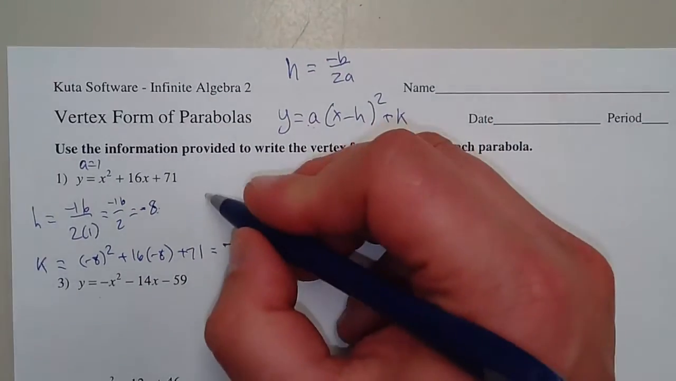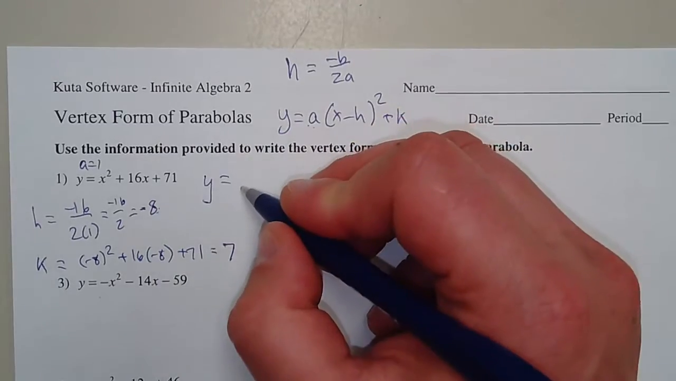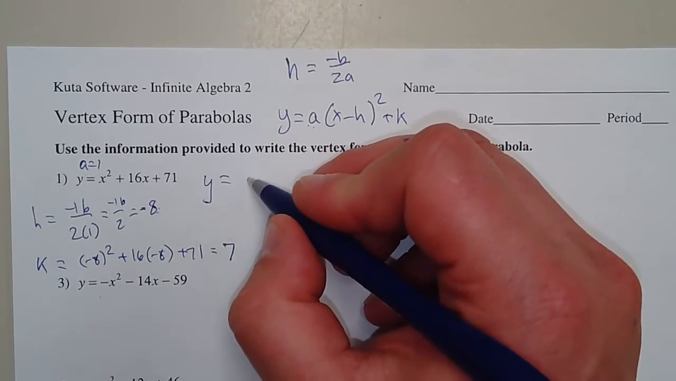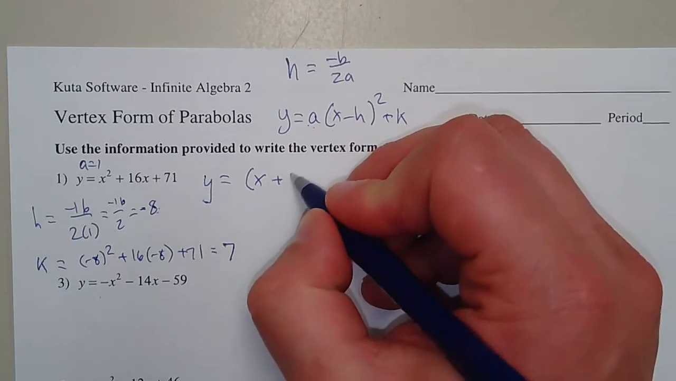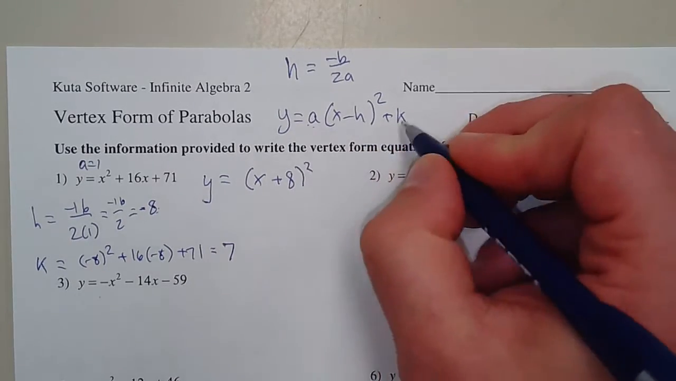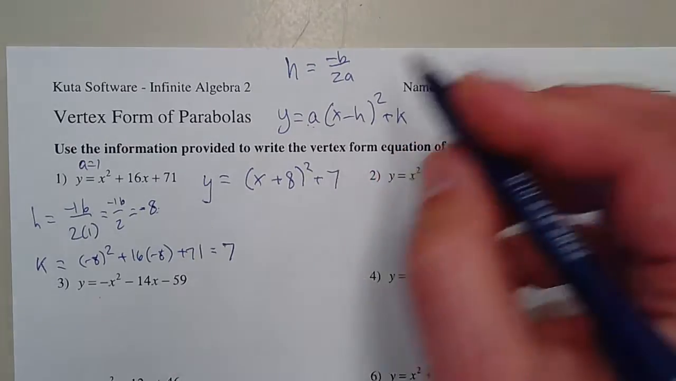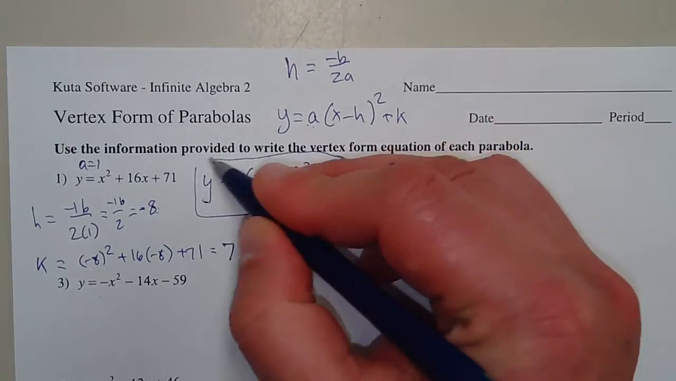Okay, write it out. y equals, a is 1. So when it's 1, you don't have to write it. I mean, you can, it doesn't hurt anything. x minus h, so x minus negative 8 becomes a plus. And then plus k, so plus 7. All right, so I like that. I'm pretty sure that's my answer.